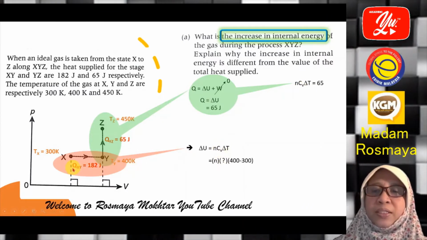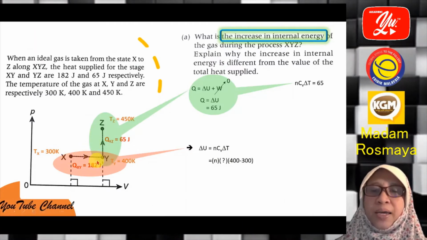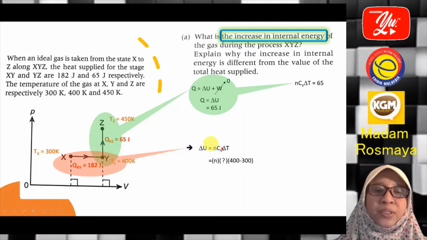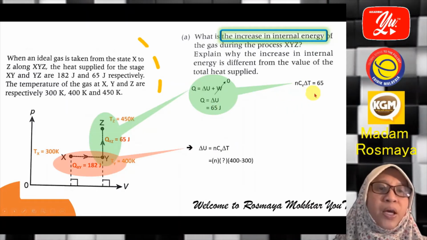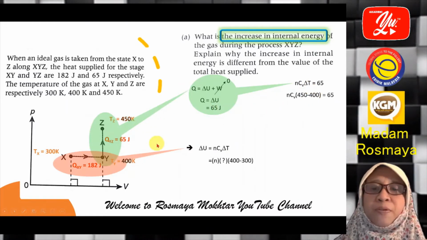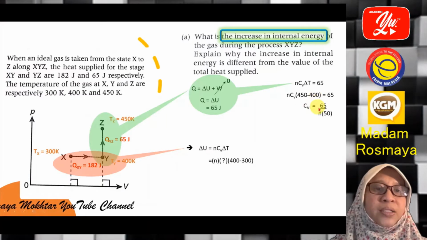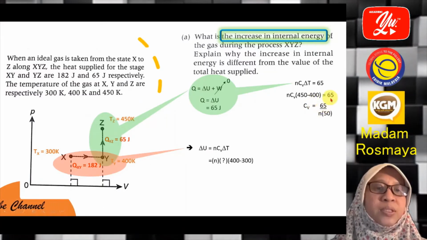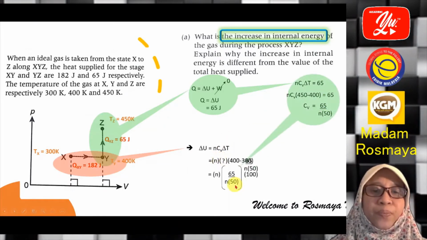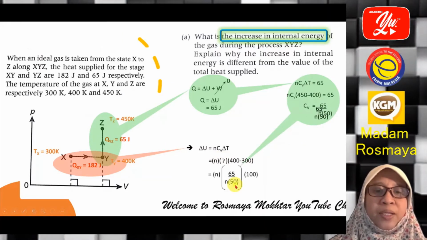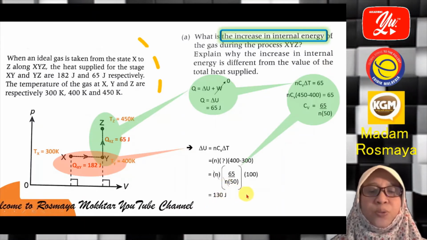This is for the same gas. That's why the Cv is the same for XY, X to Y, and Y to Z. They come from the same gas, so Cv is a constant. So we can calculate from Y to Z to get the Cv. We substitute the temperature for Y to Z: 450 minus 400. We rearrange the equation, so Cv equals 65 per n times 50. We can substitute into here and cancel out the n. So the internal energy is 130 joule.